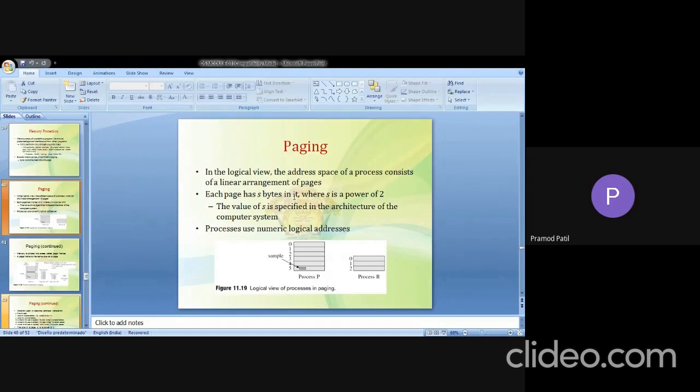Each page has s bytes in it, where s is a power of 2. The power of 2 in the sense that it is going to work with power-of-2 access, like 0, 1, 2, 4, 6. So like that it is going to access. The computer system process uses numerical addresses for accessing, for the specified architecture.